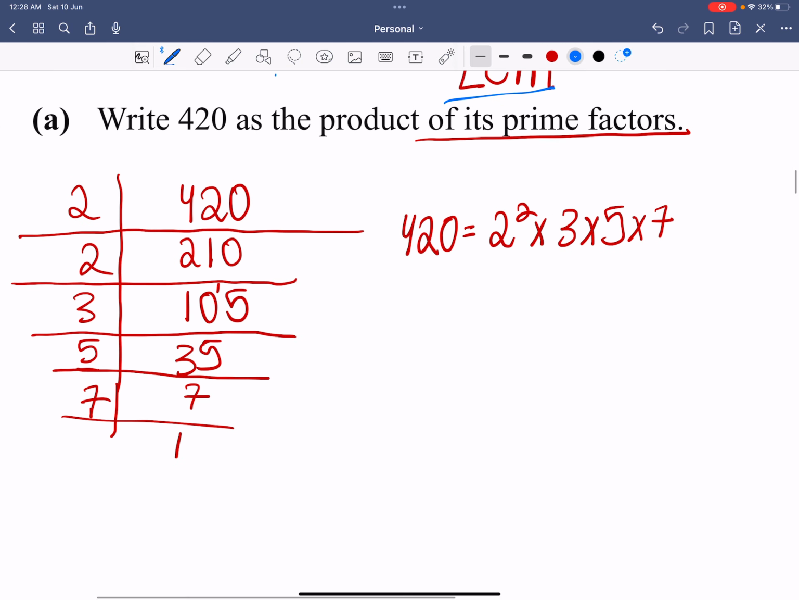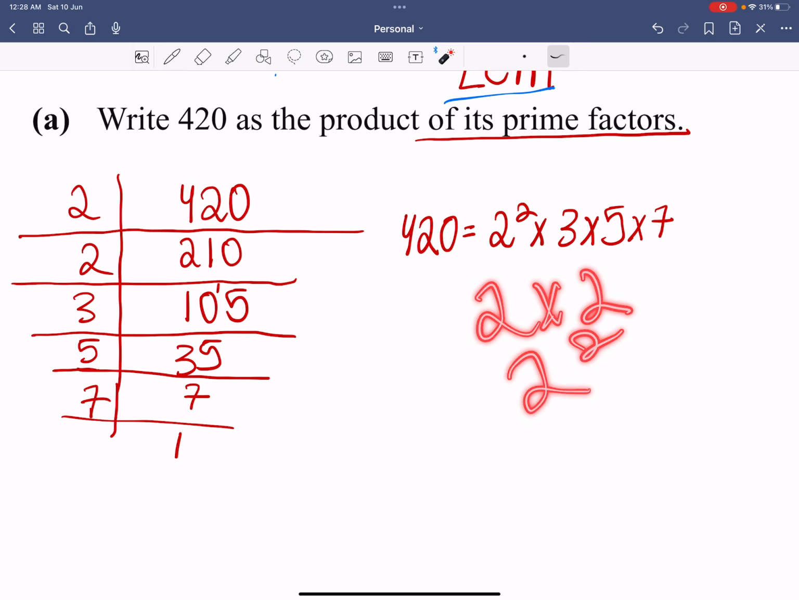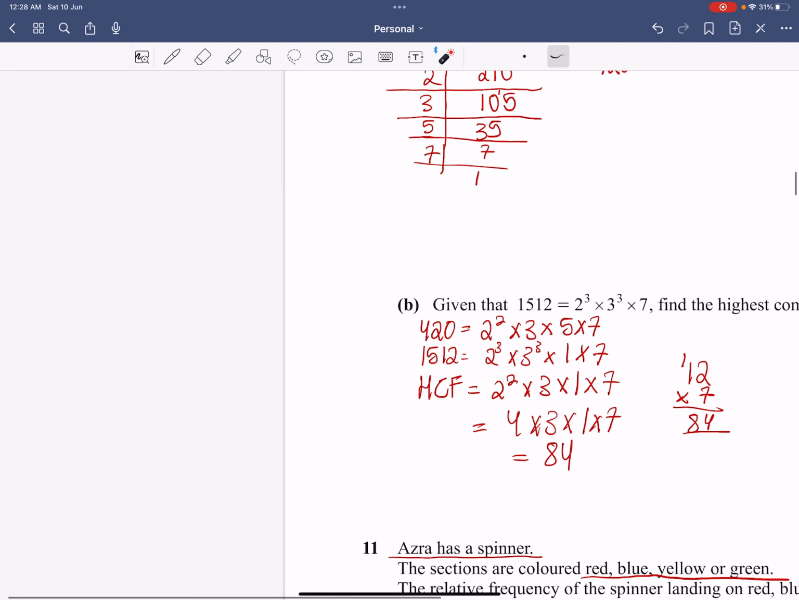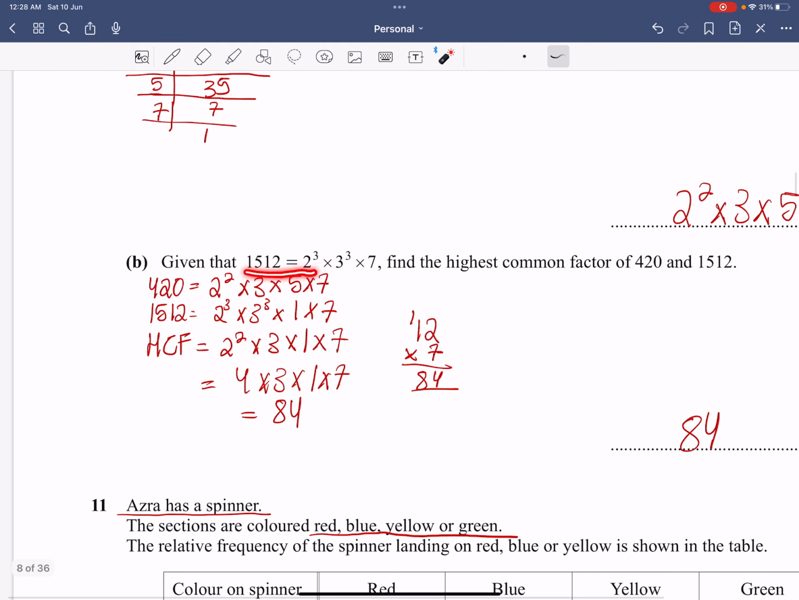What I've done here is written 2 times 2 as 2 squared. So 2 times 2 is actually 2 squared. So this is what I've done. So I've written 2 squared times 3 times 5 and times 7. Now given that 1512 is equal to 2 cubed times 3 cubed times 7, find the HCF of 420 and 1512.